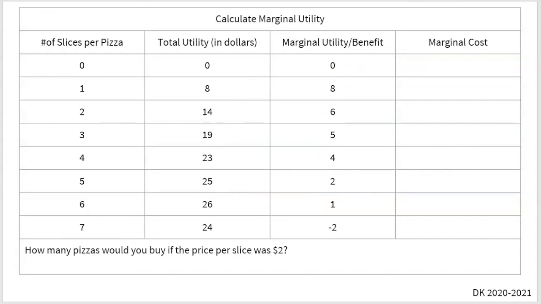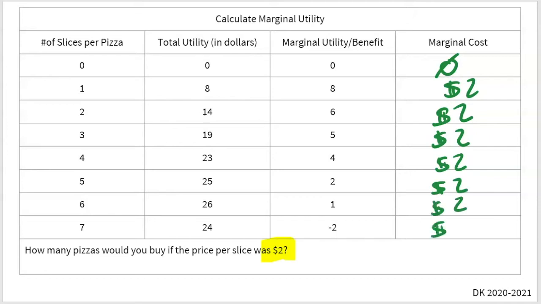Well, what is our marginal cost here? If we look down at the bottom, it says how many pizzas would you buy if the price per slice was $2? This should be pretty simple. Marginal just means additional. So what is the additional cost from buying that additional slice of pizza? If every slice of pizza is $2, then the marginal cost is just going to be $2 all the way down.